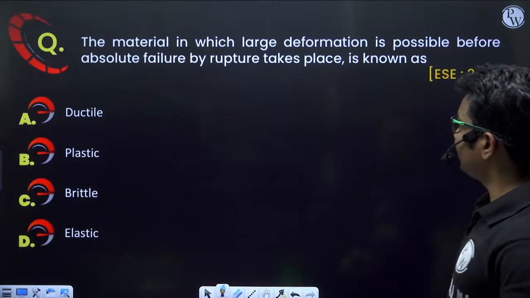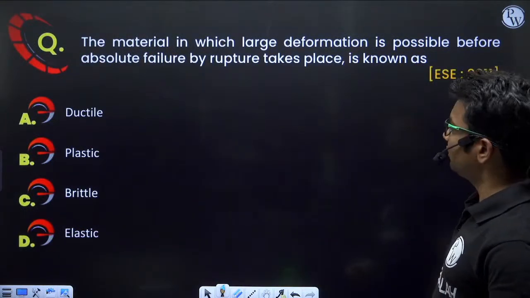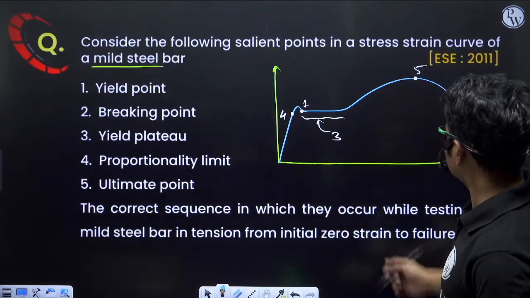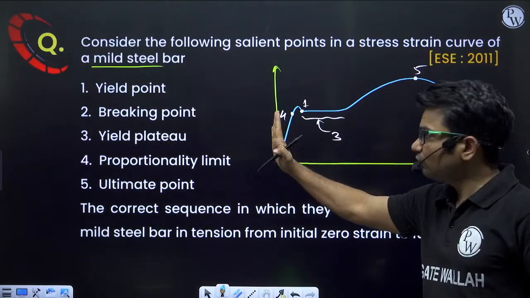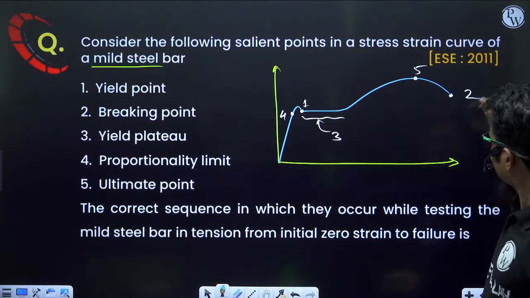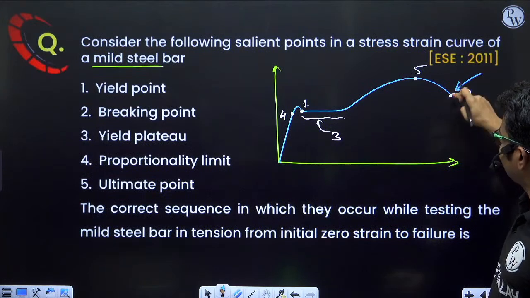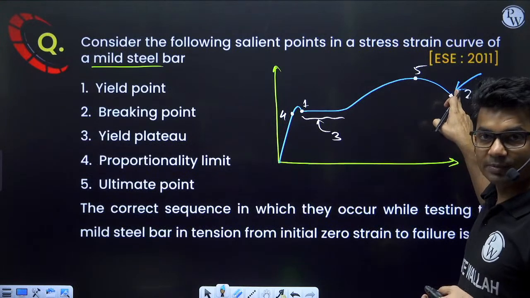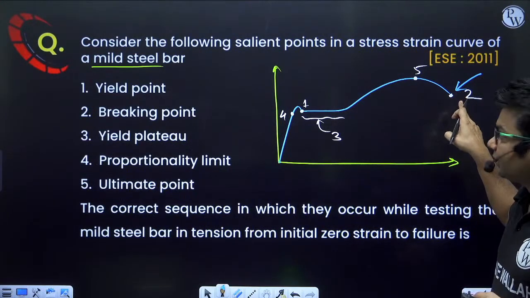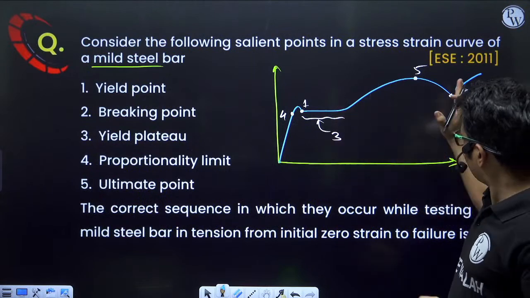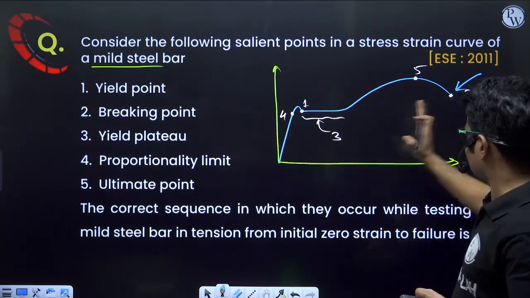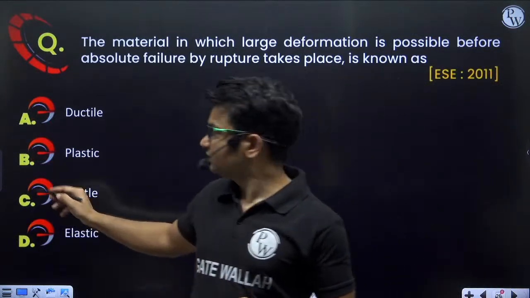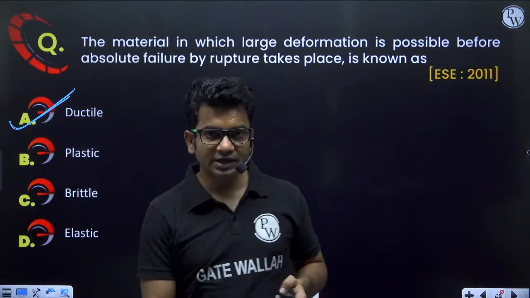Next question: a material in which large deformation is possible before absolute failure by rupture takes place. Just take the example of mild steel. Before the fracture, large deformation happens, and at this point we finally get the rupture, failure, or breaking point. So before rupture there is large deformation. This type of material is called a ductile material. So the correct answer is option A.